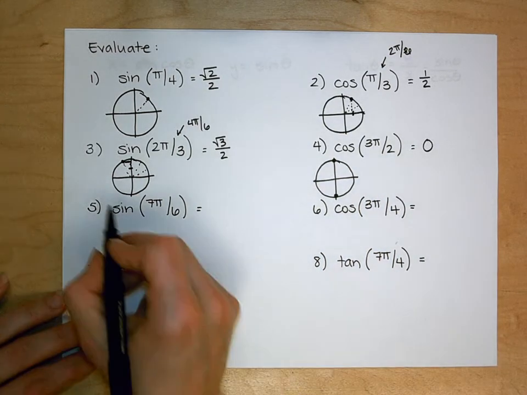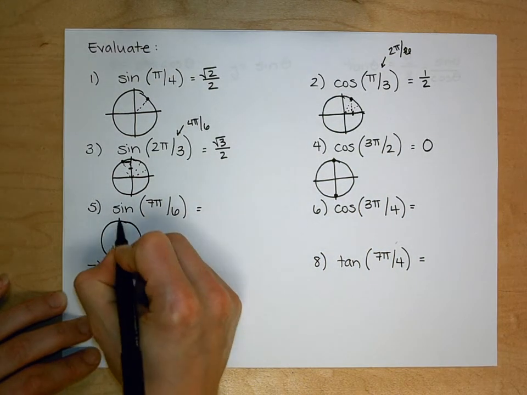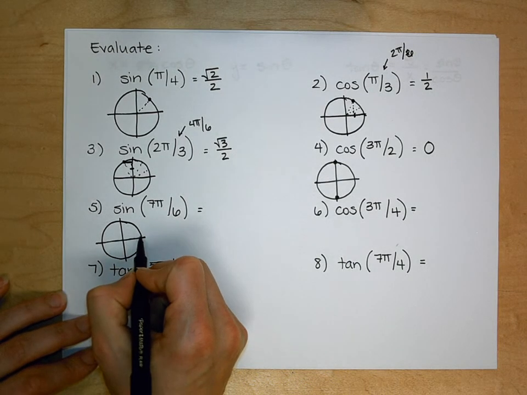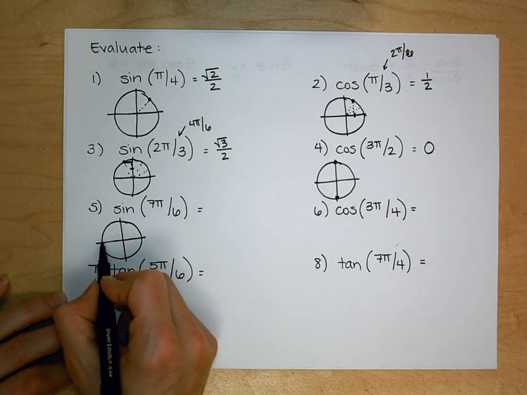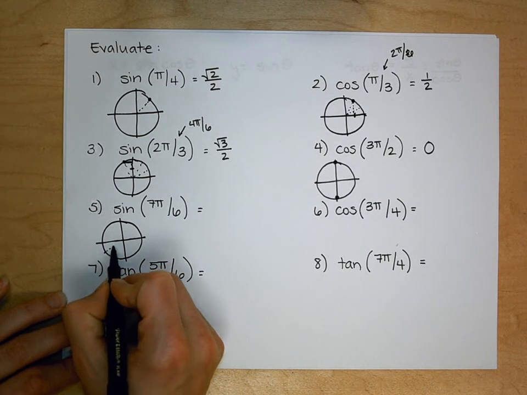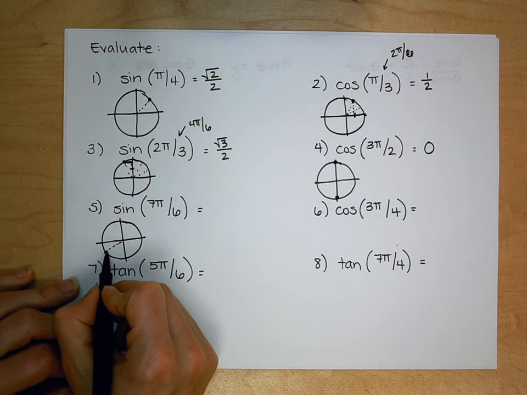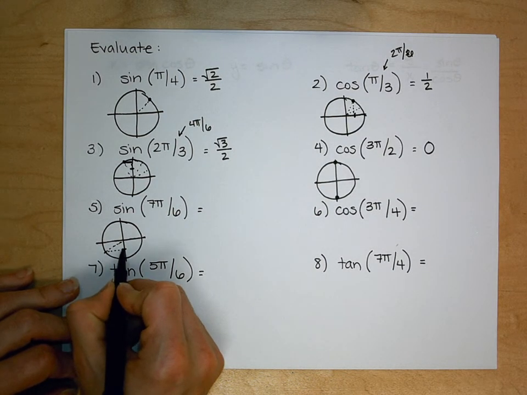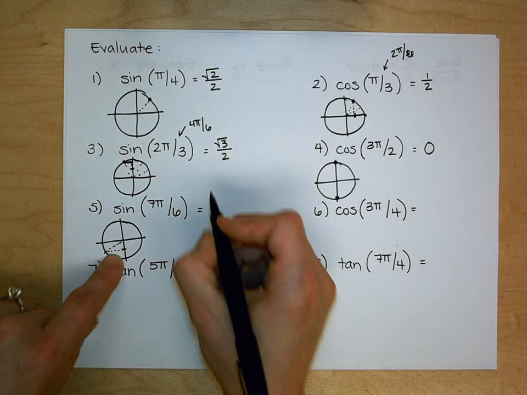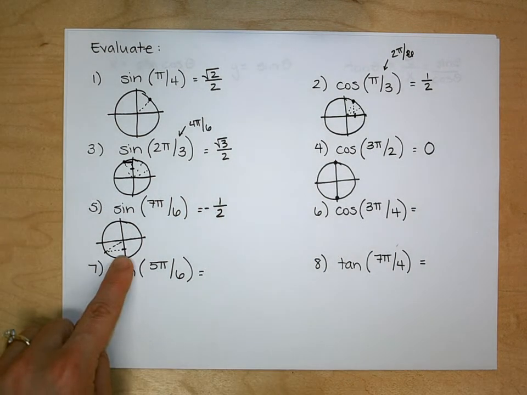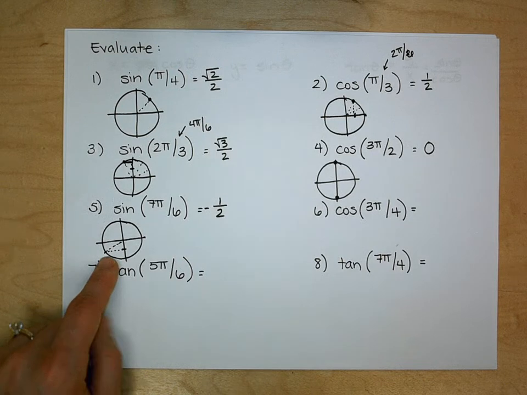Sine of 7 pi over 6. That one's already written over 6 for me, so that's kind of nice. Let's skip a little bit. I know over here is pi. That would be 6 pi over 6's, so we just want to go one more. There's 7 pi over 6's. And again, it's going to be either 1/2 or root 3 over 2. If I follow across, it looks like it's 1/2. Not only that, but it's a negative because it's down in the third quadrant, which has negative y values.